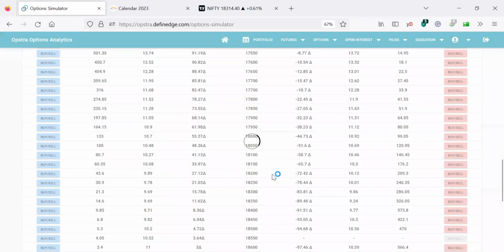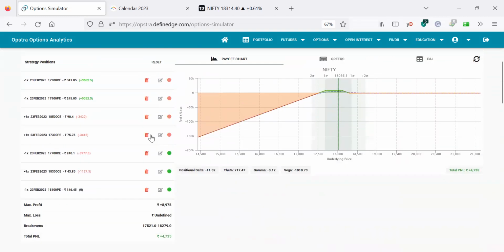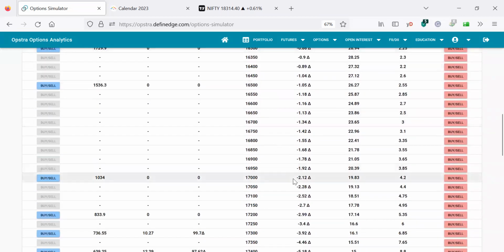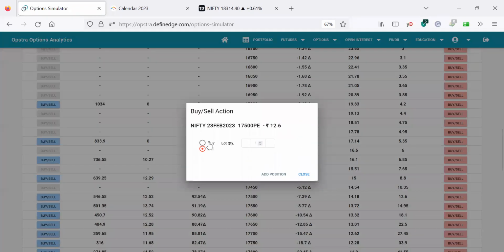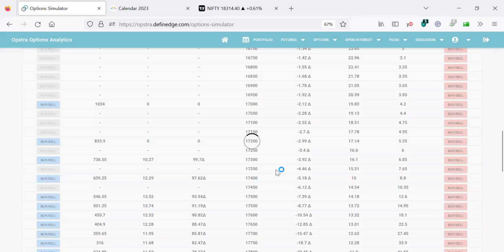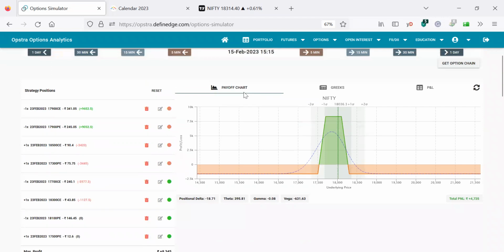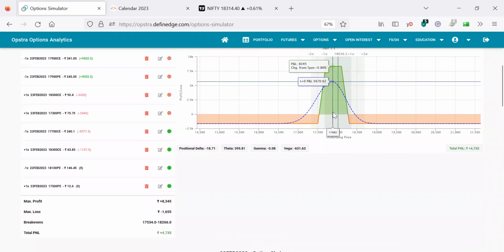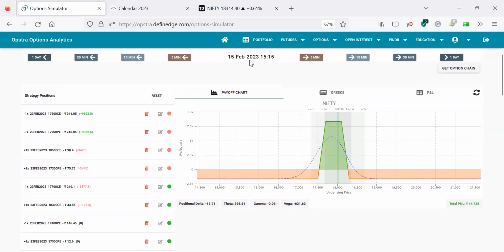And the put buy also we have to shift by 200 points. So previously it was 17,300. So now 17,500 we will be buying. 17,500 put we are going to buy over here. So now let us see how it looks. So this is our payoff chart now, because it is going ahead. So still 4,735. Now we'll see what is going to happen with this strategy. So it is 315 on 15th Feb.